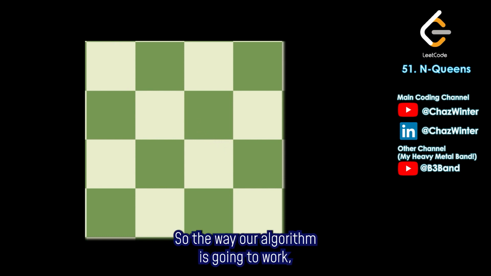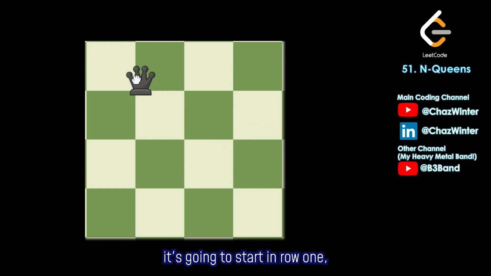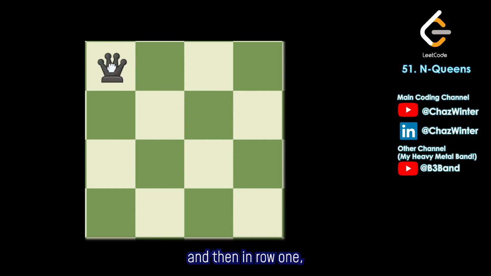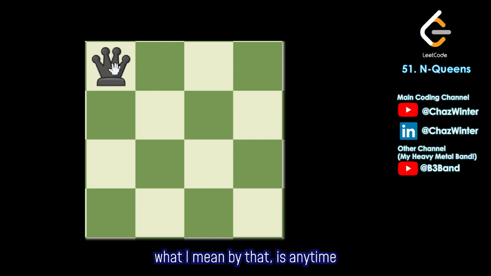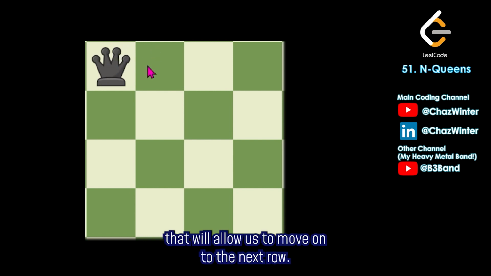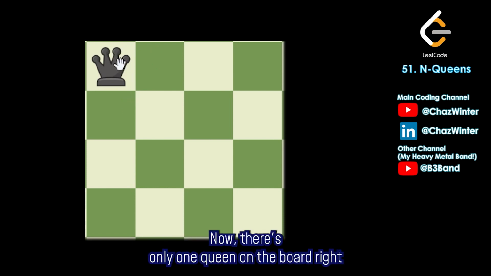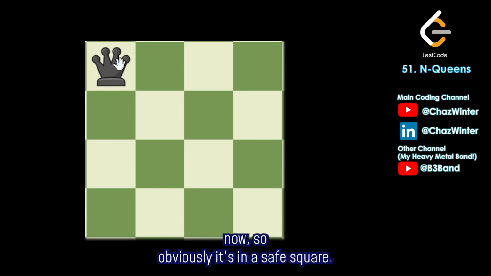So the way our algorithm is going to work, it's going to start in row 1, and in row 1, we're going to try to place a queen in column 1. Anytime we place a queen in a square where it is not being attacked by any other queens, that will allow us to move on to the next row. Now, there's only one queen on the board right now, so obviously it's in a safe square. So we will move to the next row.